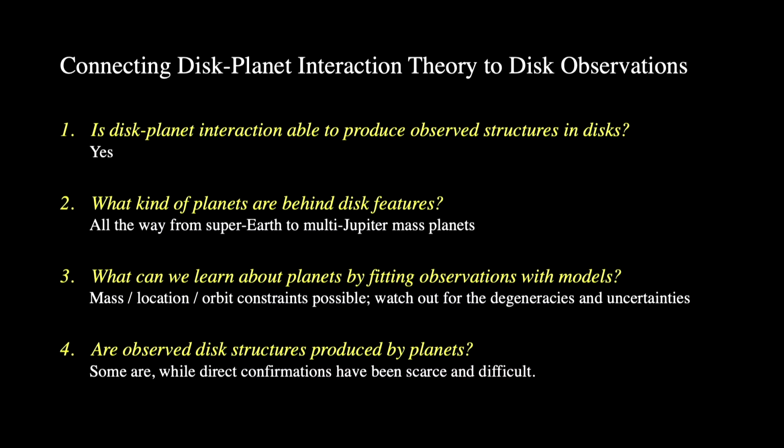So to summarize this part, is this planet interaction able to produce observed structures? Yes. What kind of planet are we talking about? All the way from super Earth to basically the upper limit of planets, multi-Jupiter mass. What can we learn about those planets? Well, in theory, we can constrain their properties by studying the morphology of their induced structures. In practice, those efforts are sometimes complicated by the degeneracies in the models and our incomplete knowledge of the disk. And finally, are those structures really produced by planets? Some are, but direct confirmation has been scarce and difficult.